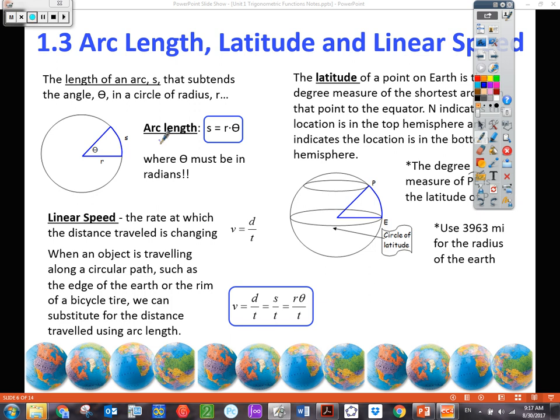This is our arc length formula, and basically they use S for arc length. For whatever fun reason, it's an S. S means arc length, and the formula is S equals R, radius, times theta, and theta has to be in radians. That's just a bit of a caution there. Many times you will be given an angle measurement that's in degrees, but in order to use this formula you have to convert from degrees to radians. Just keep that in mind. The formula works only with radians.